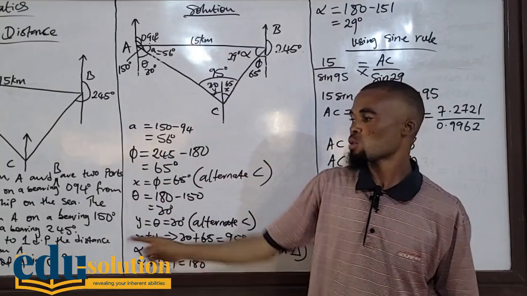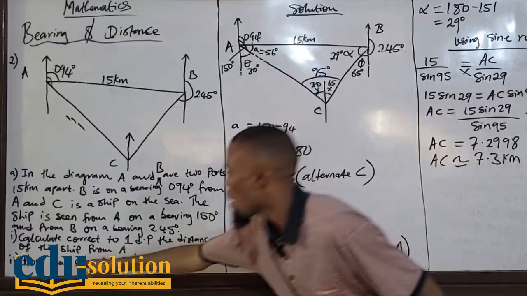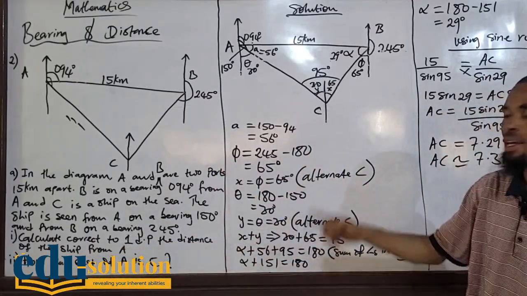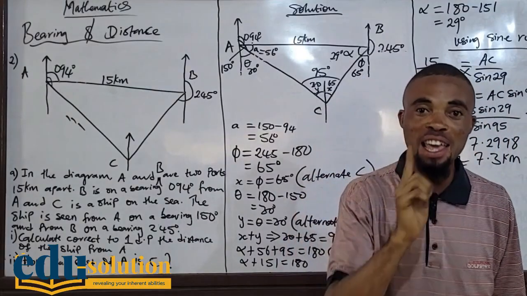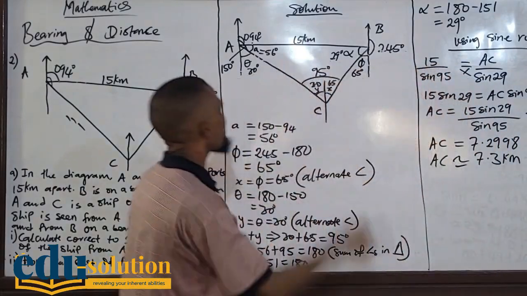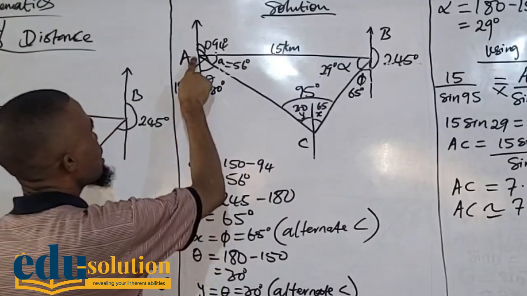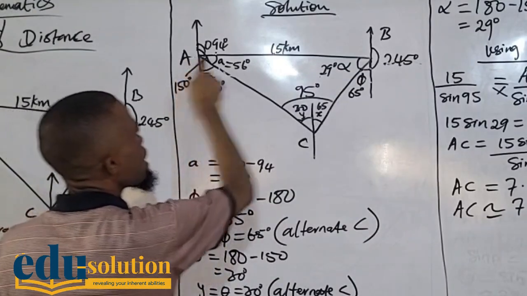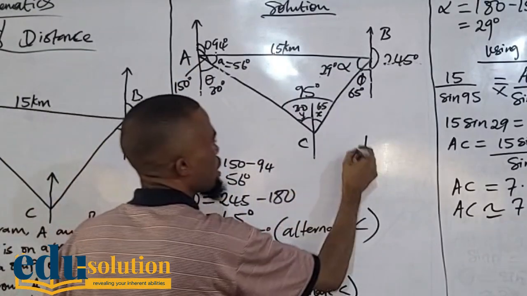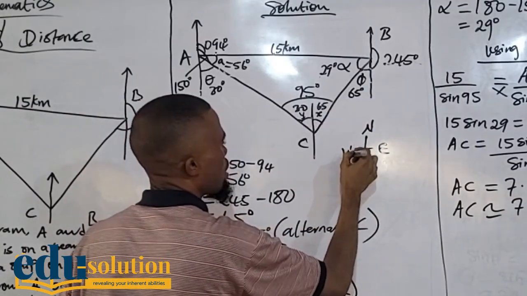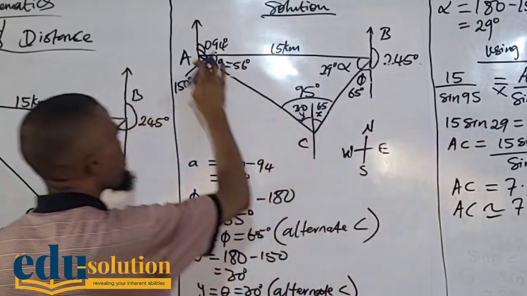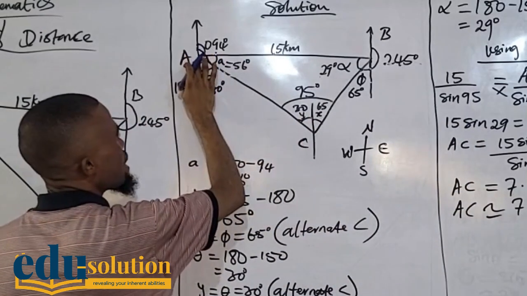So now the last one without wasting time. Question number 2. How far east of A is C? Let's go back to the diagram. This is our A. How far east? This is east. Don't forget we have the cardinal points. This is north, this is south, this is east, this is west. So we move towards the east. How far east of this A is C?